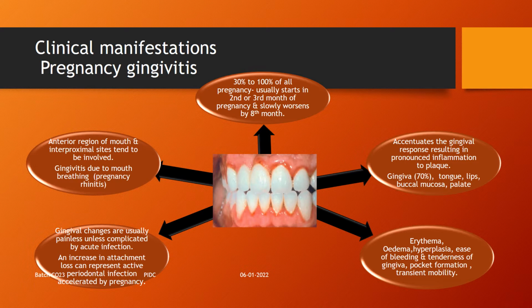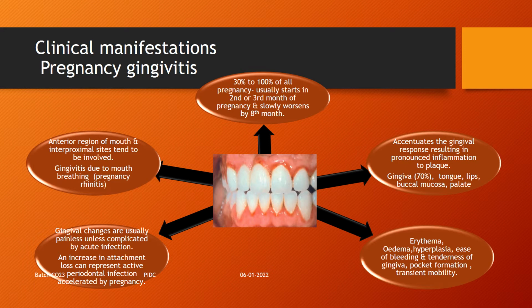Gingiva is the most common site involved, in approximately 70% of the cases, followed by the tongue, lips, buccal mucosa, and palate. And this can be seen as erythema, hyperplasia, ease of bleeding and tenderness of gingiva, pocket formation, and also transient mobility. Gingival changes are usually painless unless complicated by an acute infection. An increase in attachment loss can represent an active periodontal infection that could be accelerated by pregnancy. The most common sites, the anterior region of the mouth and interproximal sides, tend to be involved.